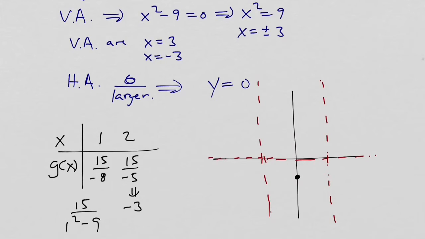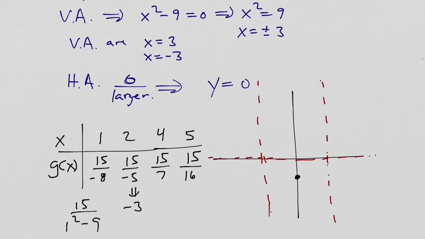On the other side of the asymptote, if we plug in, let's say, 4, then we get 15 over 16 minus 9, which is 15 over 7. And maybe we'll look at one more. If we plug in 5, we get 15 over 25 minus 9, which is 15 over 16. So let's see what happens if we plot those points.